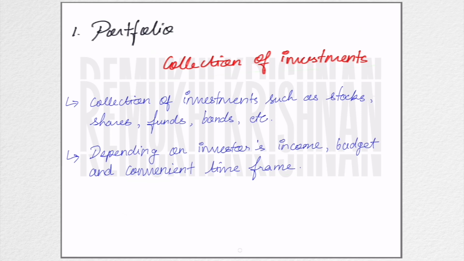This collection of investments is dependent on the investor's income, budget, and convenient time frame. Suppose I am an investor who is starting my investment at an early stage. Based upon certain factors, my collection of investments will be limited, and based upon my budget it might be expanded, and also based upon age factors, there will be a different proportion for this collection of investments. So let us move further.